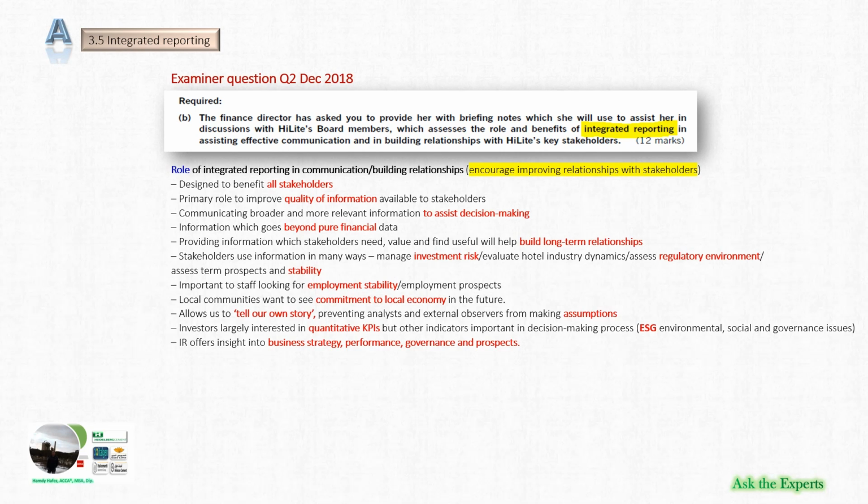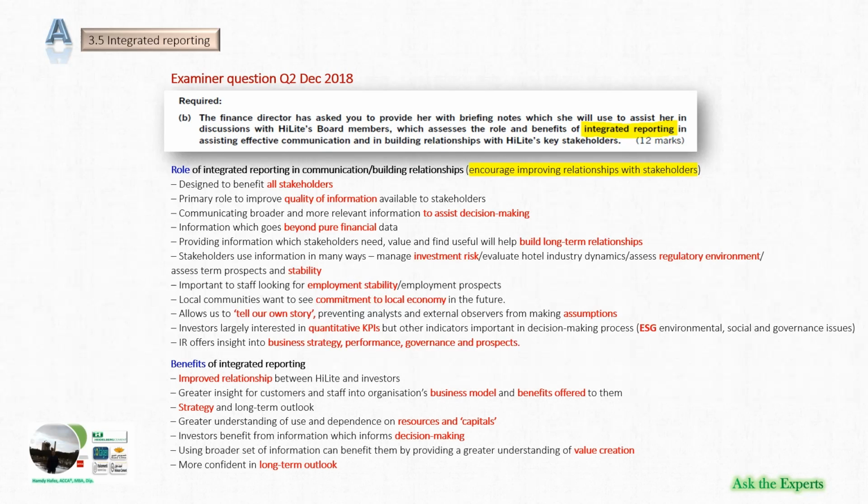There are a lot of benefits of integrated reporting. For example, improving relationships with investors. The strategy and long-term outlook. The greater understanding of use and dependence on resources and capitals. Supporting the decision-making. And so on.